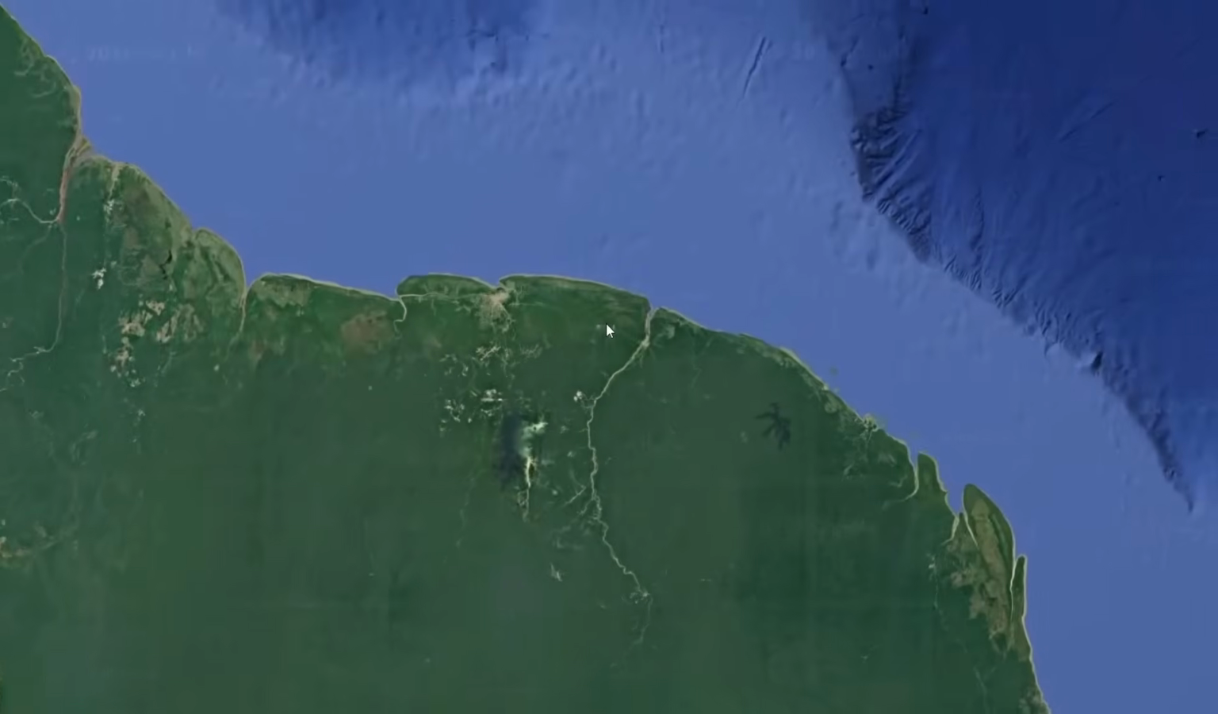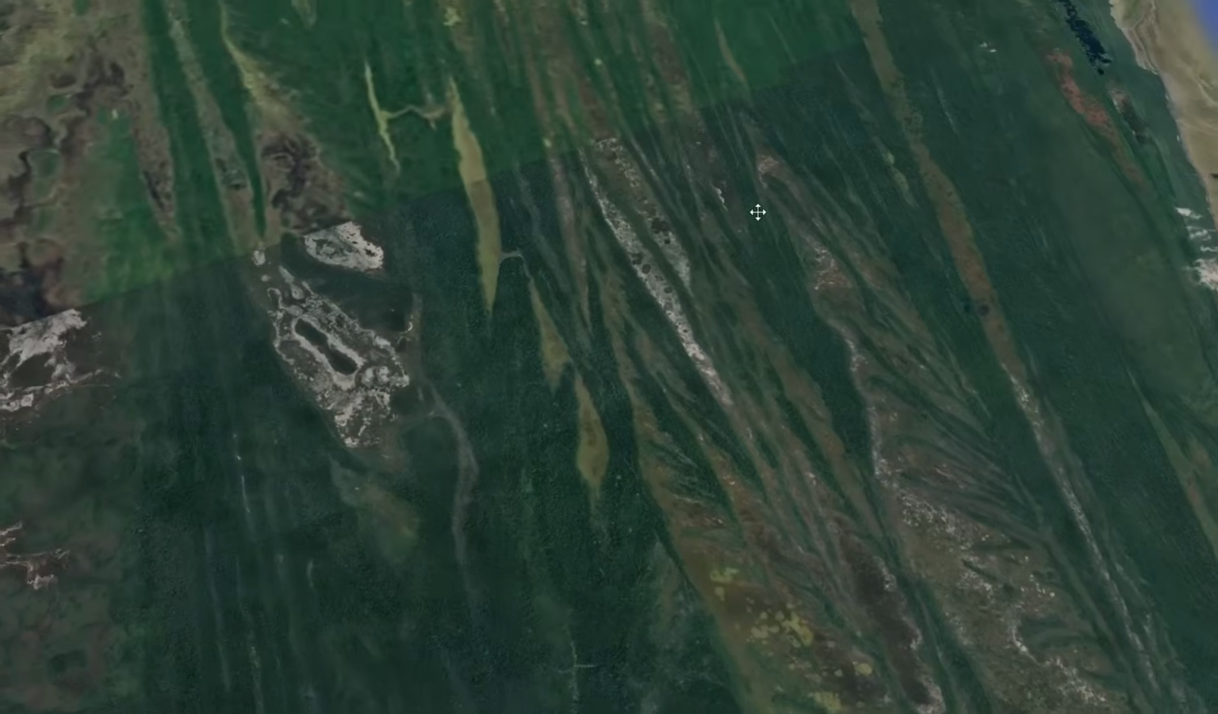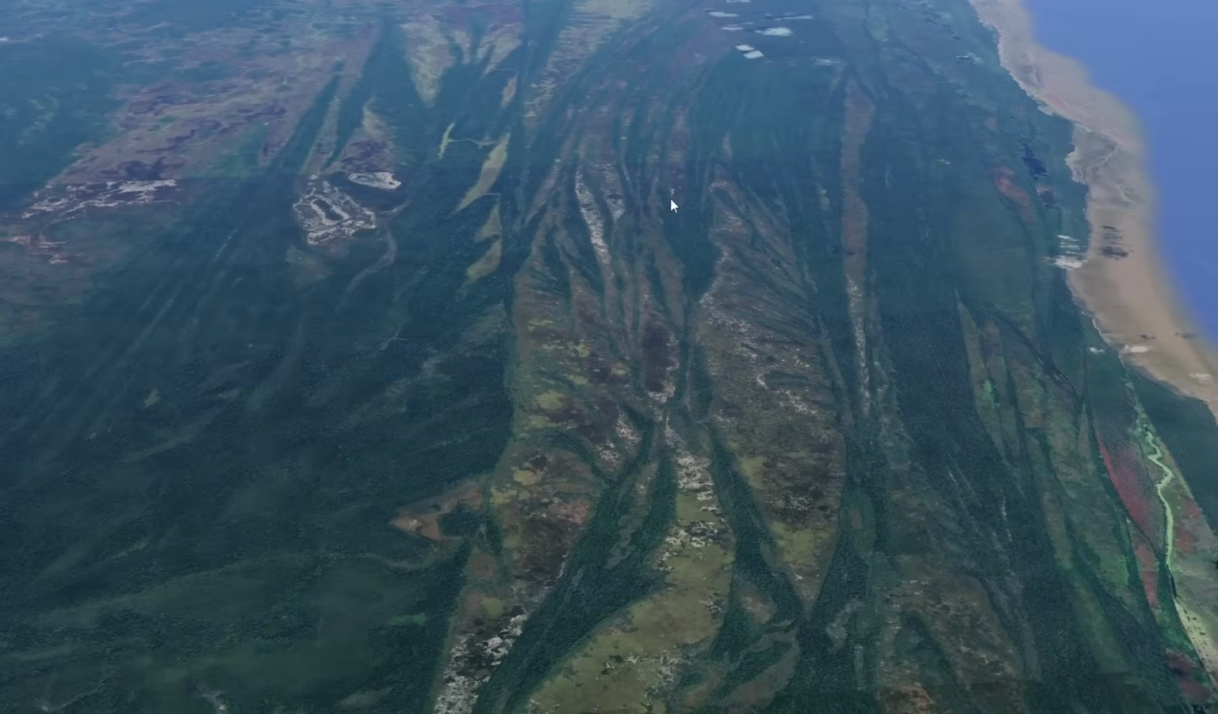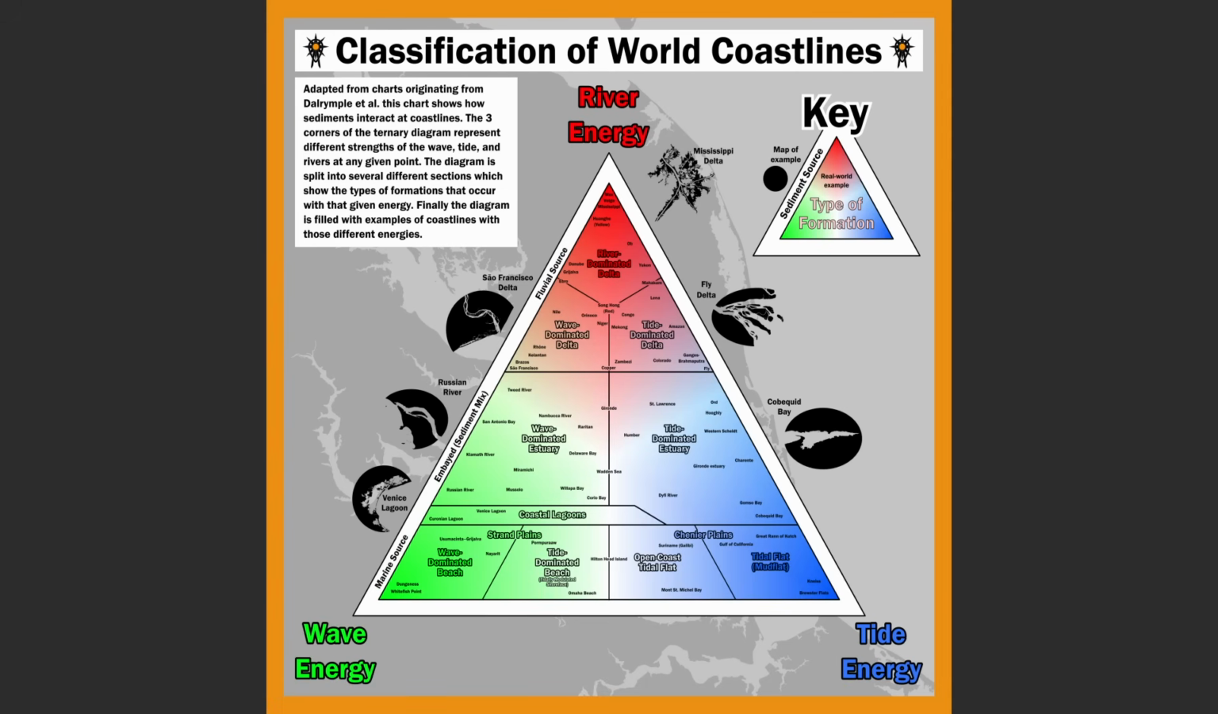A good example of a chenier plain is the coast of Suriname, specifically near Galibi. Muddy sediments from the Amazon and sandy sediments from other rivers have grown these ridges and flatlands. So that is the updated classification of coastlines chart. Hopefully now you can look at any coastline and determine where it would be on this chart, whether it has strong river forces forming a delta, strong wave forces forming a beach, or strong tidal forces forming tidal flats, or anywhere in between. However, this chart doesn't explain every coastline.